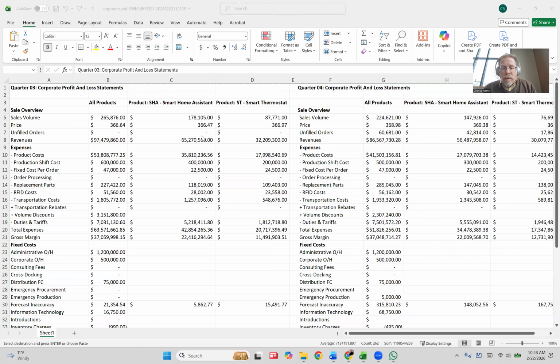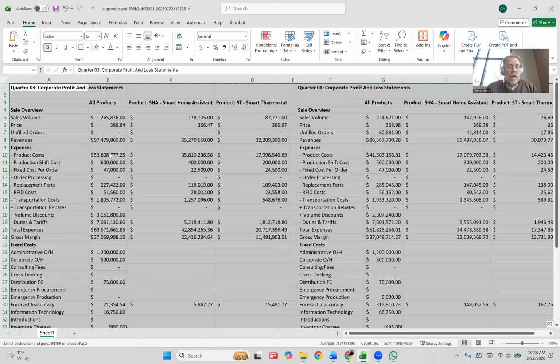So that's where the revenues went down. But because you didn't forecast as much, you bought less, and so you'll see your product costs are down, as well as your transportation costs. And so your total expenses, instead of 63 million, were 51 million. So it's a missed opportunity in terms of forecasting short.